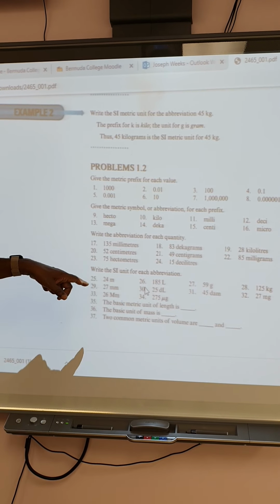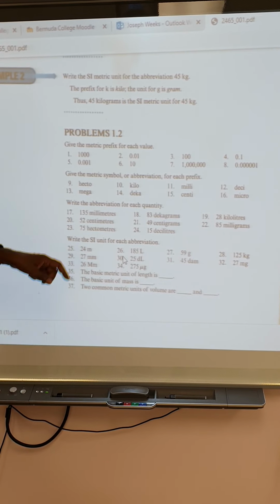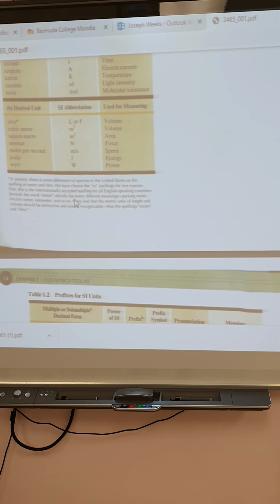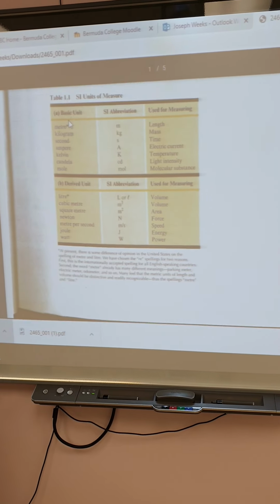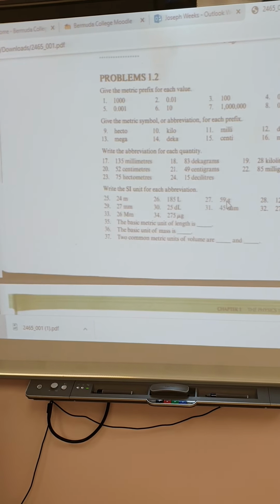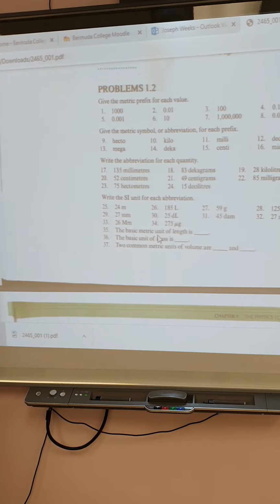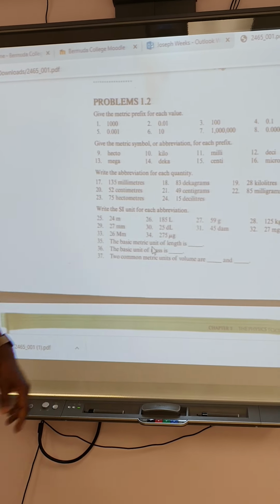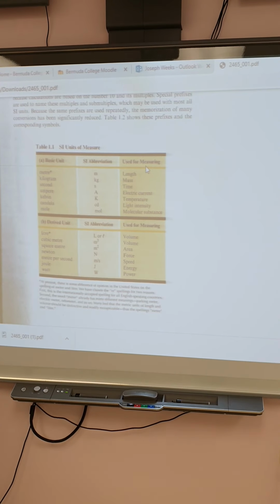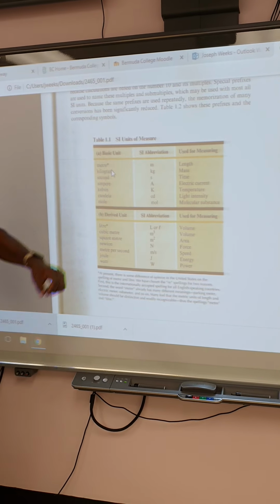So this is in reverse now. Write the SI unit for each abbreviation. 24 little m is 24 meters, based on the chart. So this is a little m, so it will be 24 meters. Number 35. The basic metric unit of length is the what? The meter. So this is coming from this chart 1.1. Meter measures the length.